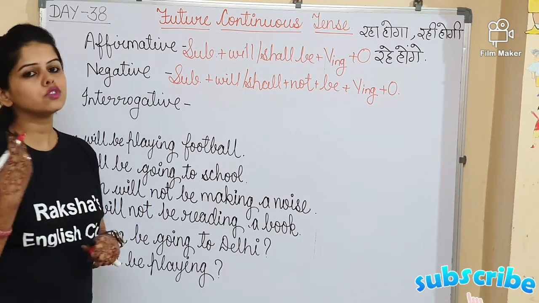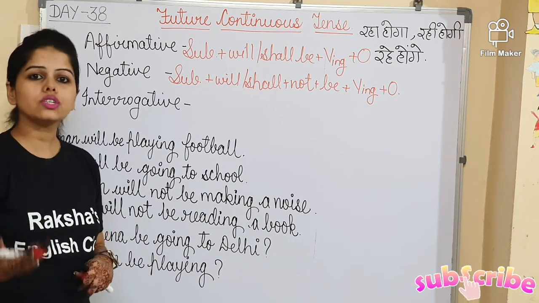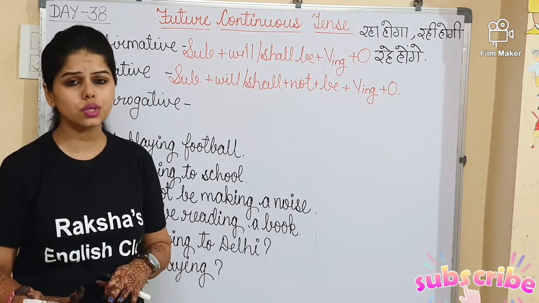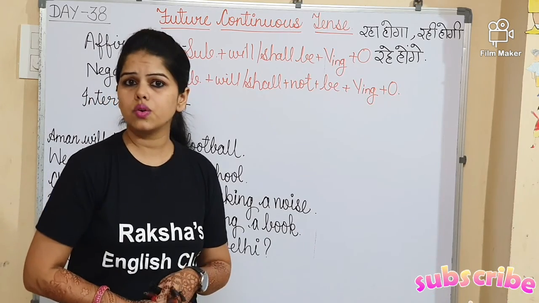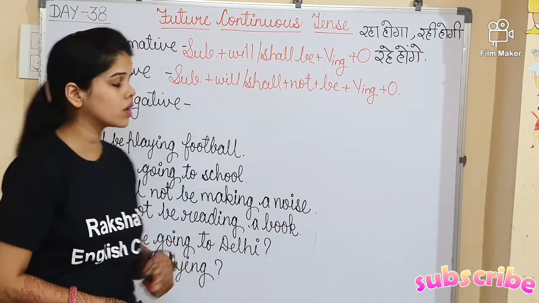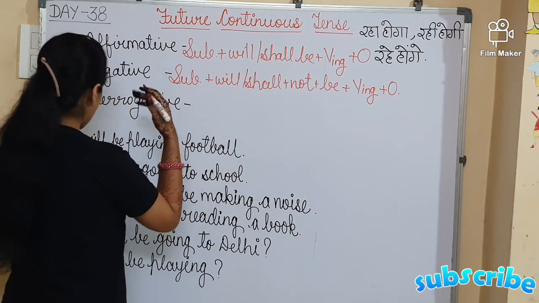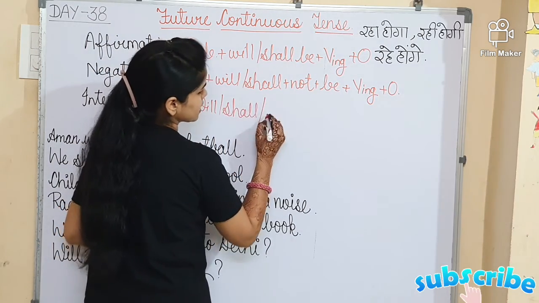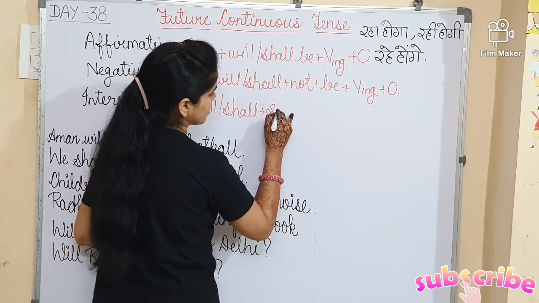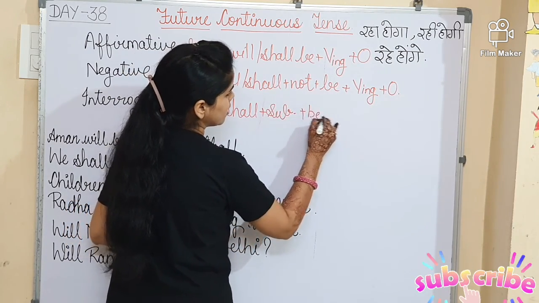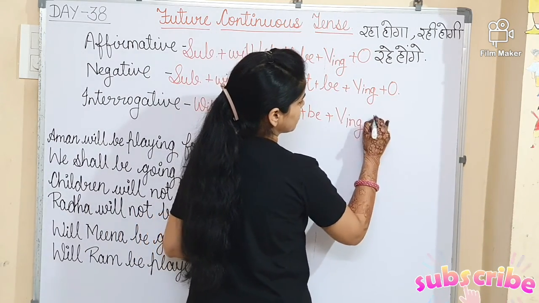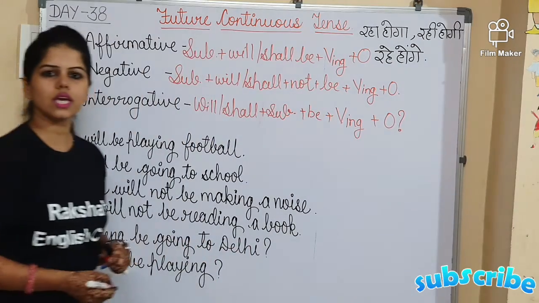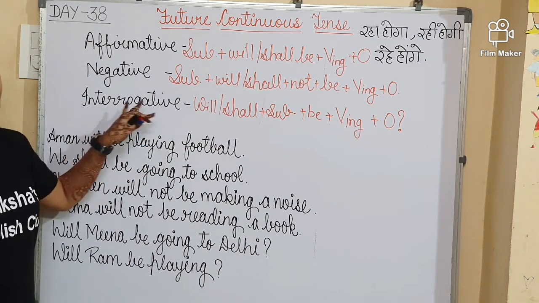Okay, now if we have to ask any question for the action which will be continue in the future, koi action jo future mein continue hogi, hame us bare mein question puchna hai. Kya tum kal pad rahi hogi, kya tum kal hamare sath chal rahi hogi, to uske liye hum kaise question puchenge. How we will ask, will or shall, then subject, then be, then ing form of the verb and in the last object. Okay, and most important question mark. Okay, so this will be the structure of the interrogative sentence.